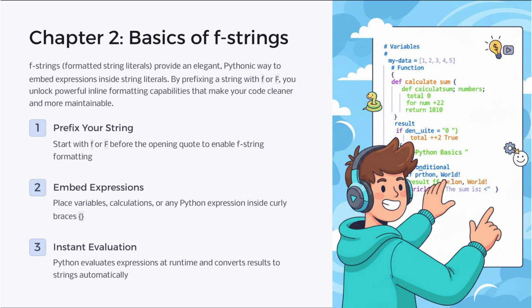F-strings, or formatted string literals, revolutionize string handling in Python. By prefixing a string with f or F, you can embed expressions directly within curly braces. This allows for instant evaluation and automatic conversion to strings, enhancing code readability and maintainability. Whether using variables or complex expressions, f-strings streamline your coding process.